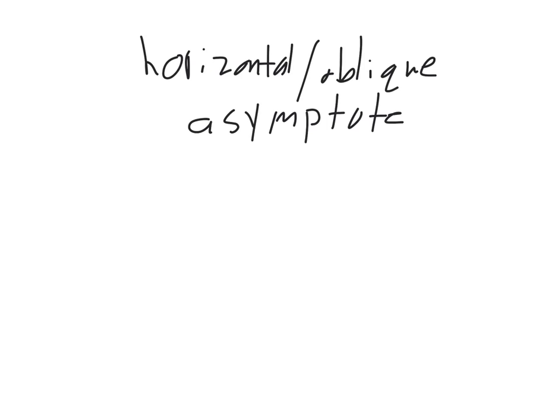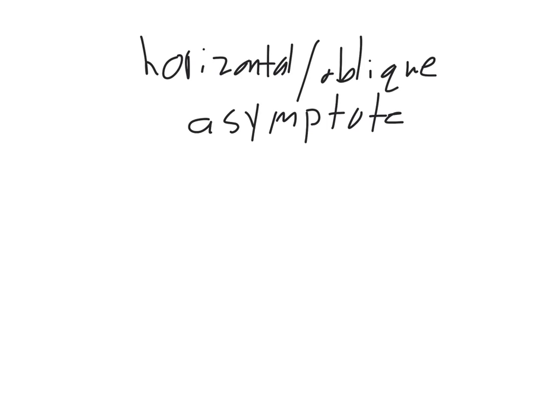Boy, that handwriting's bad. Horizontal or oblique asymptotes. Now, I'm going to say 90% of the time, and I just made that number up, our graphs are not going to cross horizontal or oblique asymptotes. The majority of the problems we're going to look at, it's not going to cross them. But it can. Your graph can never cross a vertical asymptote, but it can cross a horizontal or oblique asymptote. But it normally doesn't. So just make sure we understand that now.